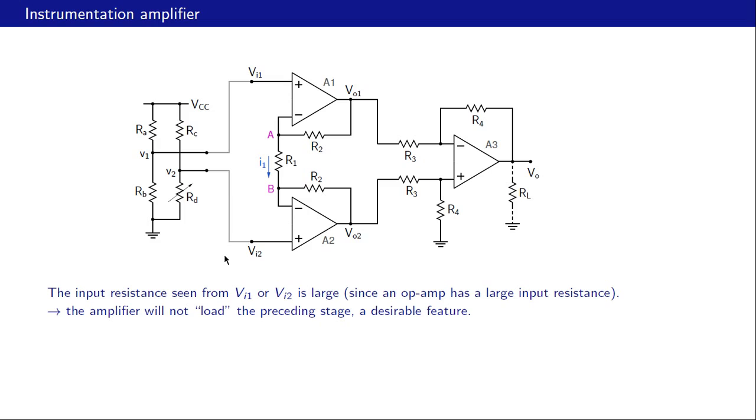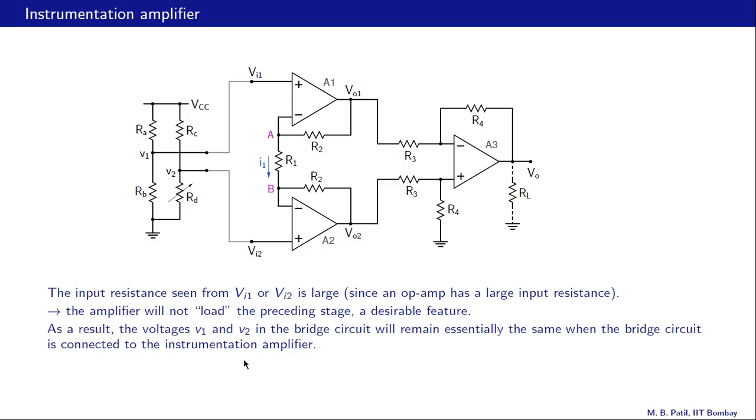like that. So now when we connect the amplifier to the bridge circuit, this current is almost zero, and therefore V1 will not get disturbed. This current is also zero, so therefore V2 also will not get disturbed. And now when we make the measurement, we can expect our VO to be what it really should be. So the voltages V1 and V2 in the bridge circuit will remain essentially the same when the bridge circuit is connected to the instrumentation amplifier.